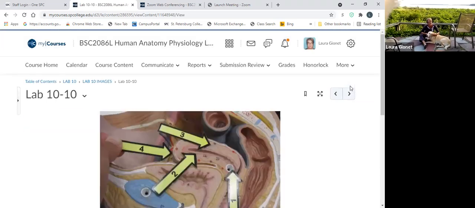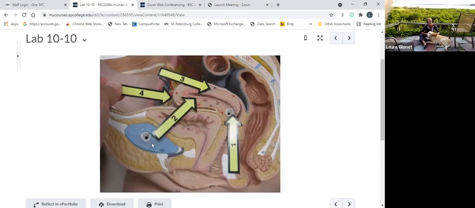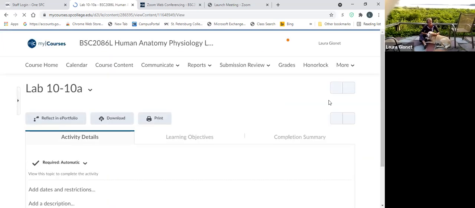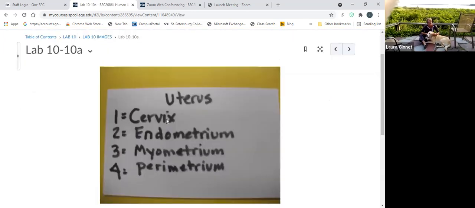Then we have the larger, kind of a relief model, I guess you could call it, identifying the same structures. Again, structure function, structure function. And I might also want to identify what hormone might target the myometrium: oxytocin, and the endometrium: estrogen and progesterone.